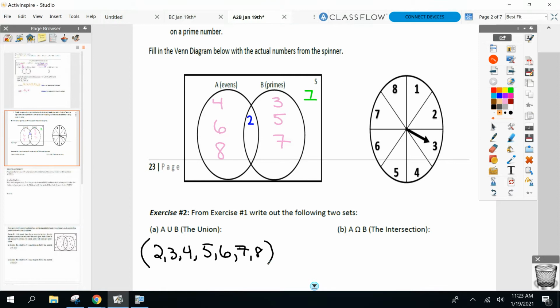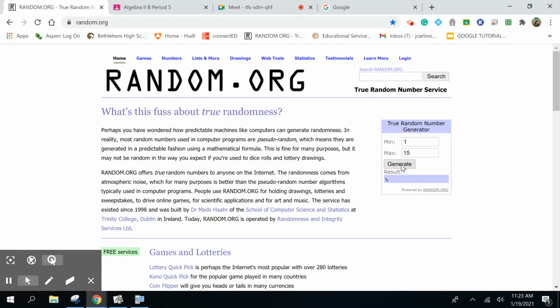Yes, 2 through 8. 1 doesn't count because it's not in either set. But again, you still got to put 2 in there because it's in set A and B. All right, what about the intersection now? Intersection of A and B.